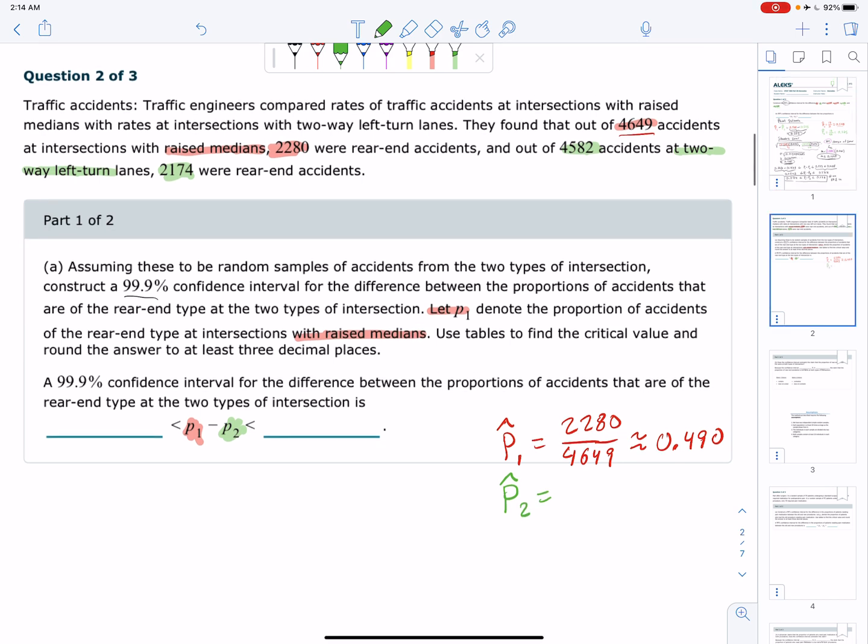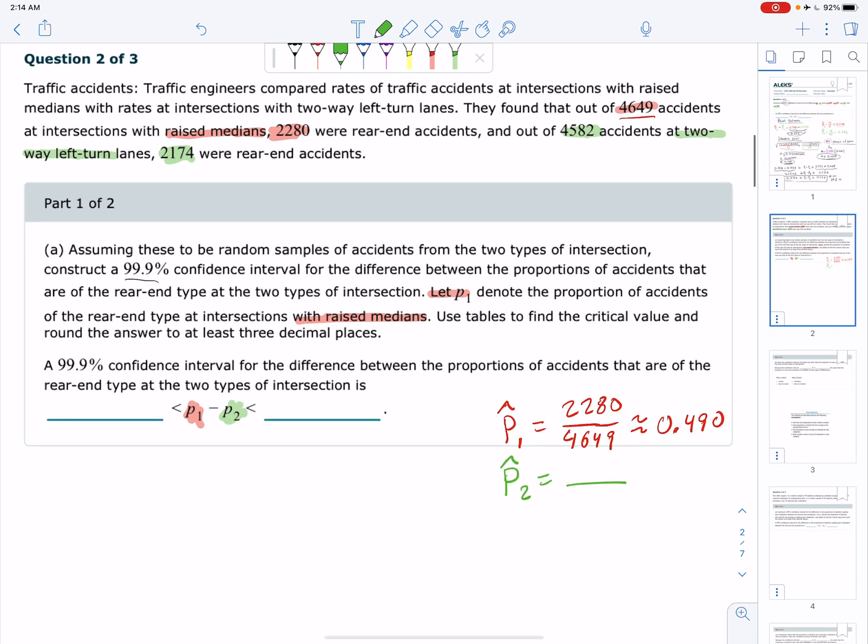Let's go ahead and get our information for our sample proportion for our second sample. Out of, so that's the sample size, 4,582 accidents at the two-way left turn lanes, 2,174 were rear-end accidents. And so I calculate that. When I calculate that, I get 0.474.